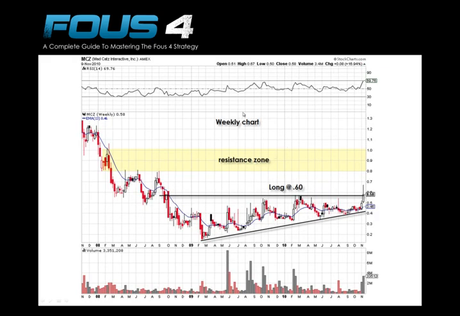Up here, this is MCZ, Mad Catz Interactive. What we're looking at here is a weekly chart, so this is a much longer term scale. As you can see, this is '08 to '09, '09 to '10, all the way into almost 2011. So this is a 4-year chart, and each one of these candles is 1 week of price action rather than 1 day.